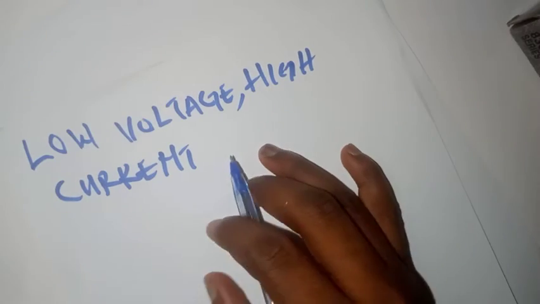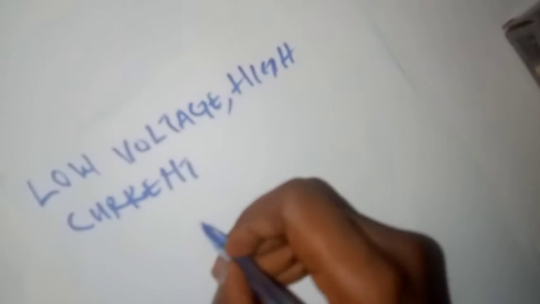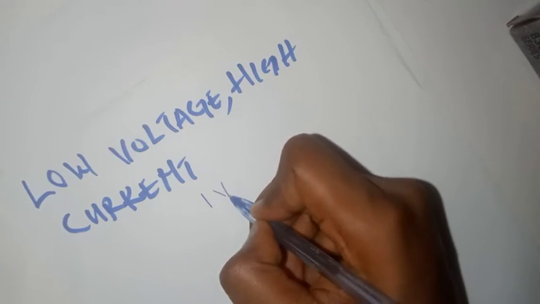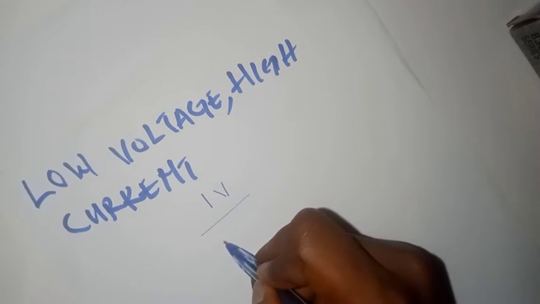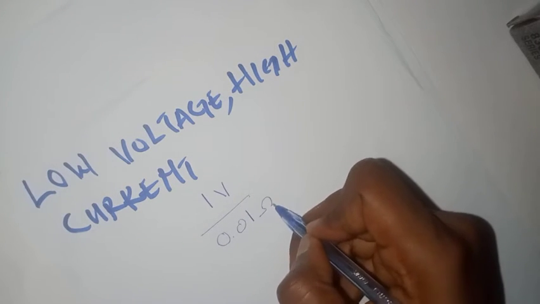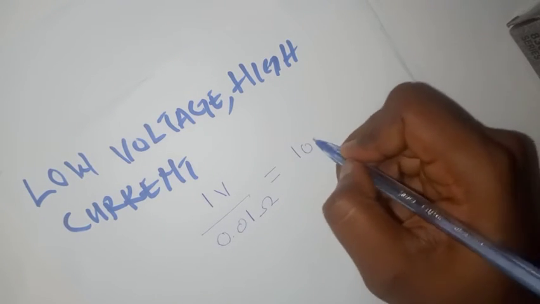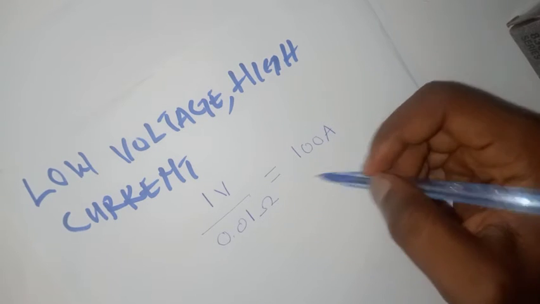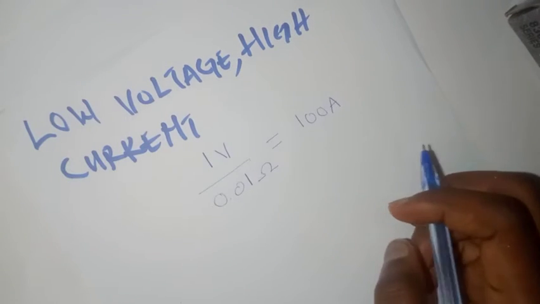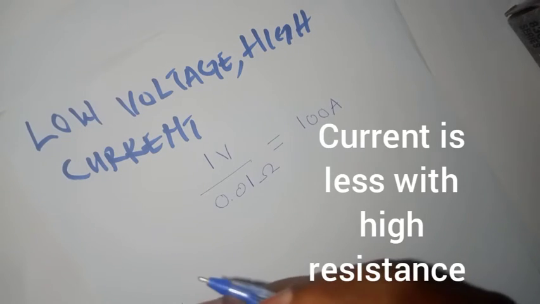It is also possible to have a low voltage but high current. Take for example, we have 1 volt applied across a resistance of say 0.01 ohm. The amount of current that will flow through this resistance will be 100 amperes, which is a very high amount of current. Basically, voltage is high when current is low and vice versa. There's an inverse proportion between them.